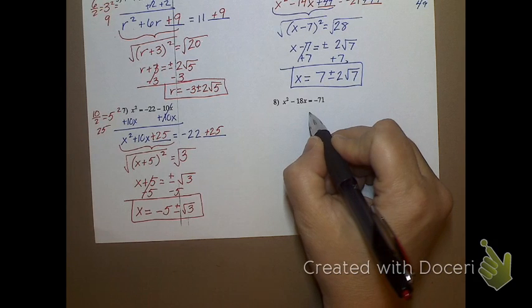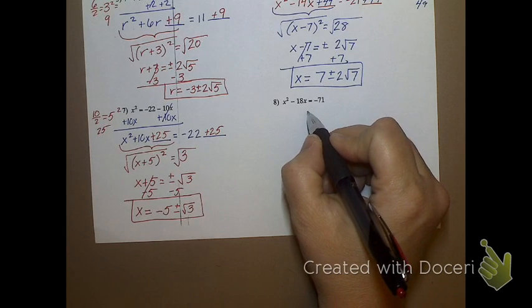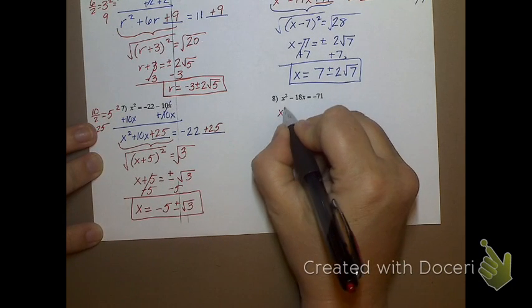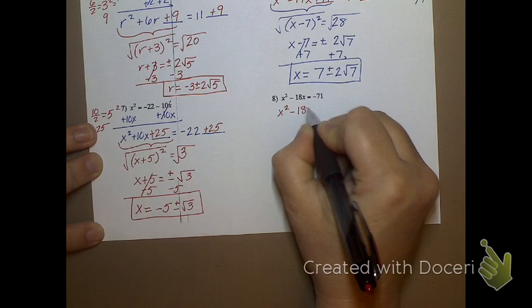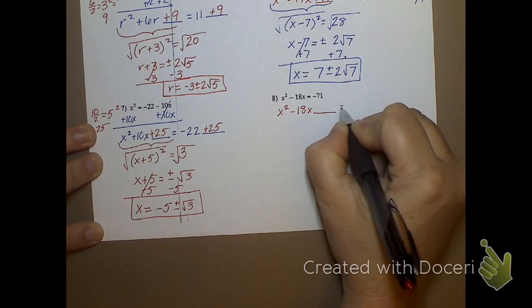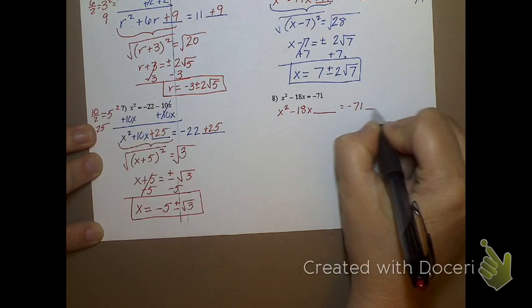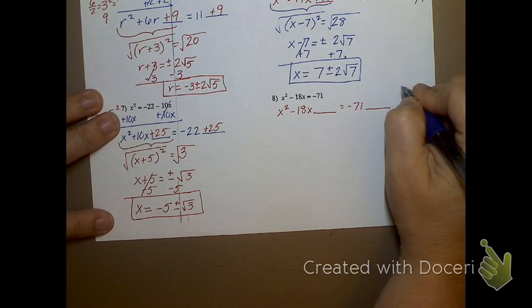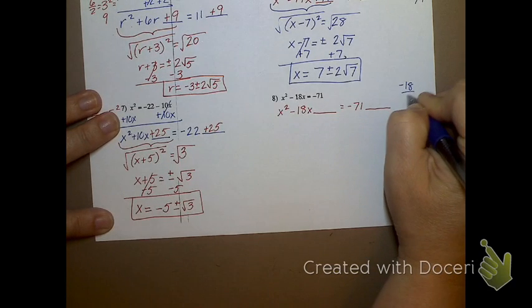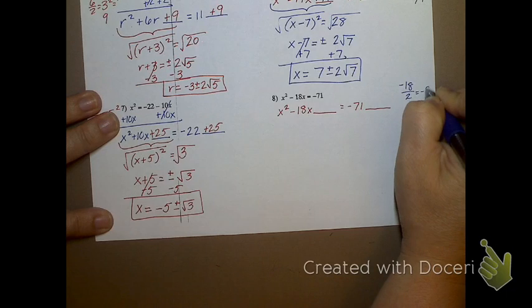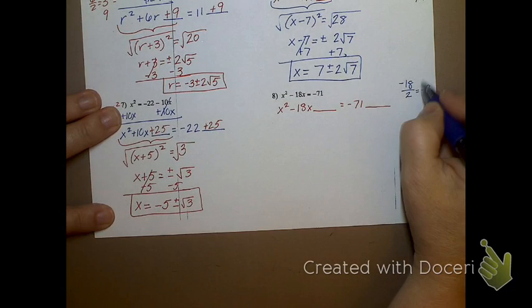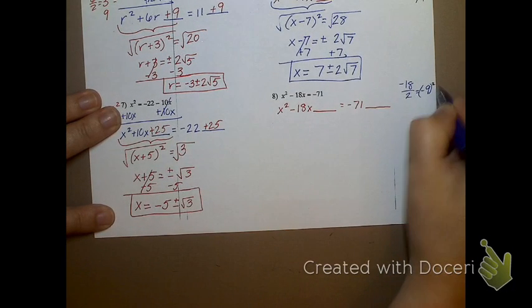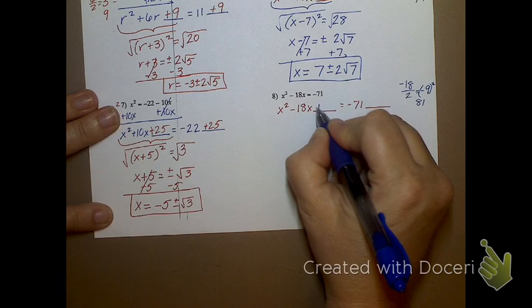Right here. Do I have AB equals C? Yes. So I can do x squared minus 18x blank equals negative 71 blank. Let's finish up this last problem here. What goes in the blank? 81. So I have negative 18 divided by 2 is negative 9. Negative 9 squared is 81. So 81 is what's going in here.